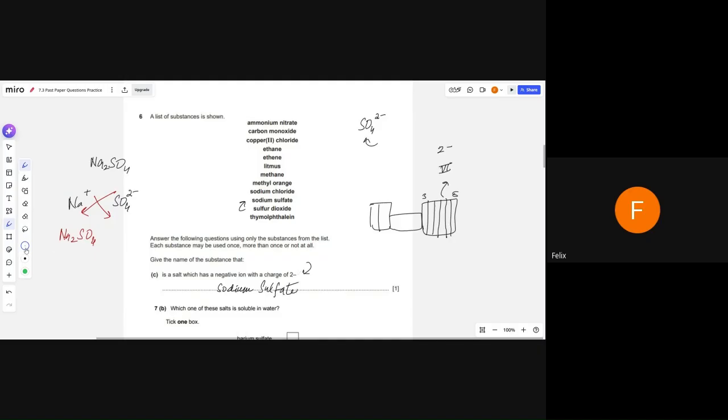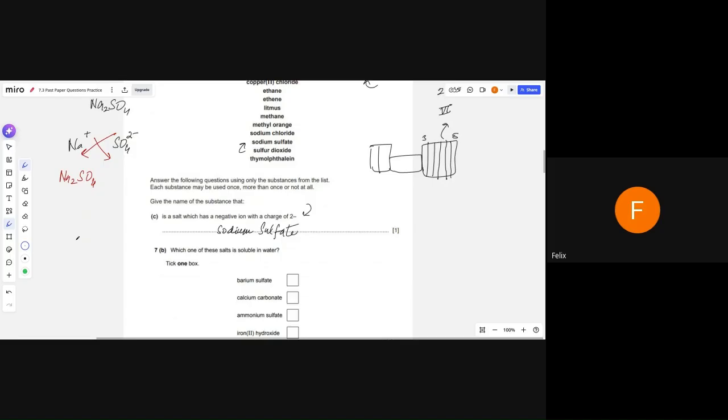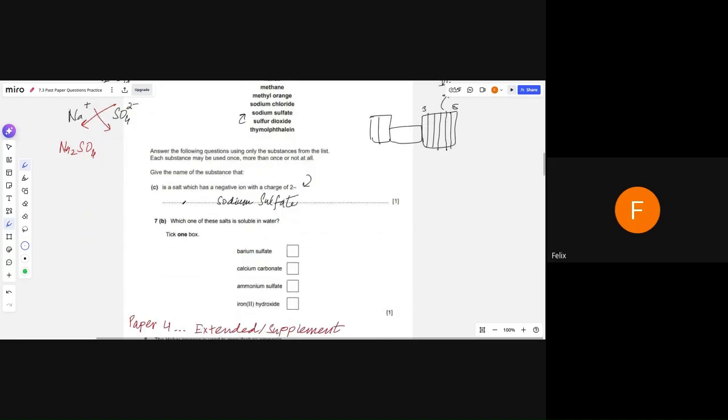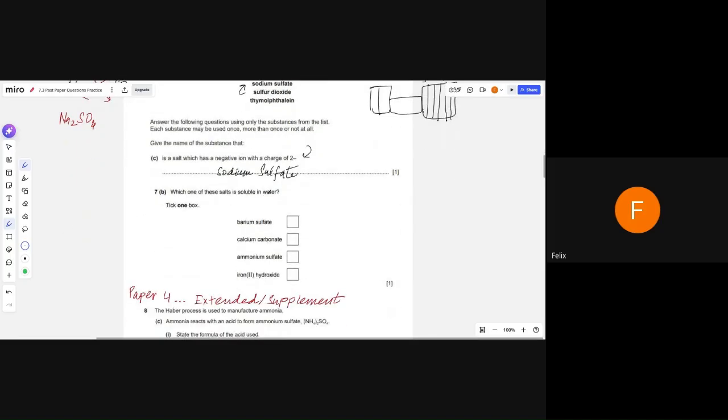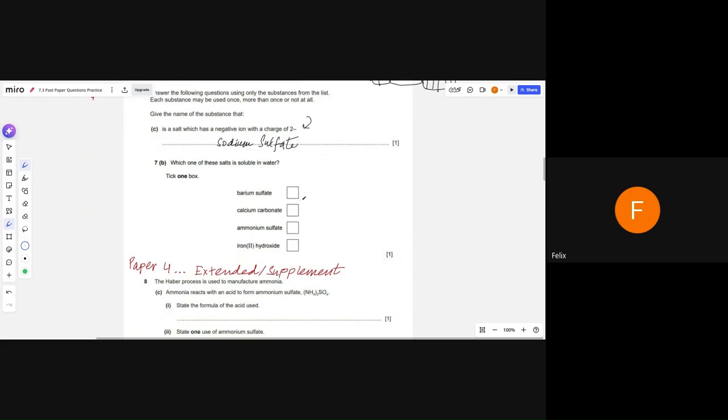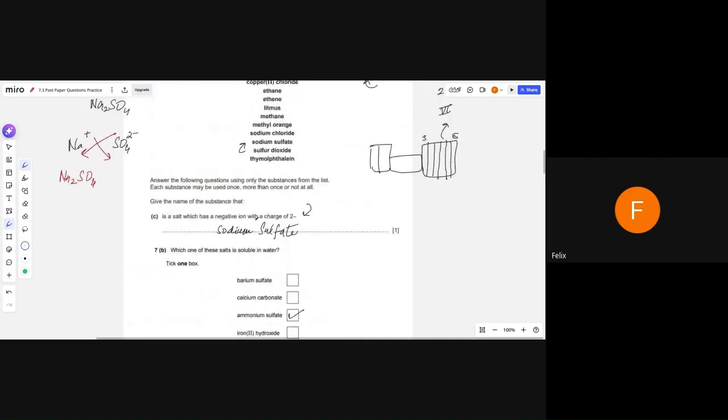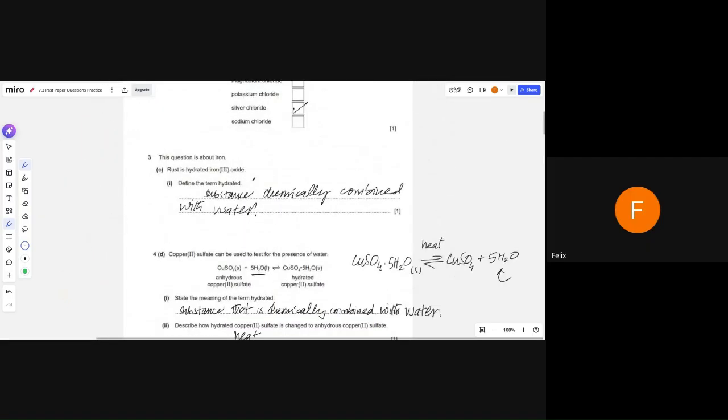Okay, so the next question is which of these salts is soluble in water? So barium sulfate, calcium carbonate. Again, the solubility rules, and the answer will be ammonium. So all ammonium-containing compounds are soluble in water, right? So this was for both core and extended students.